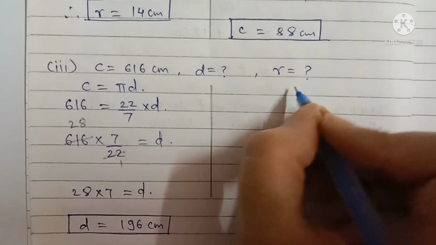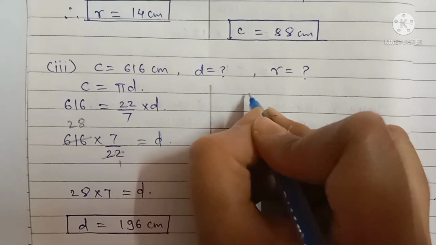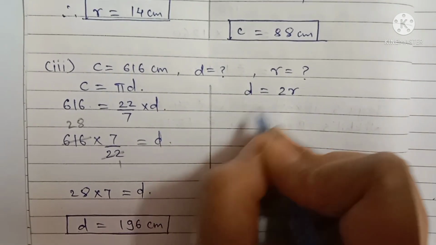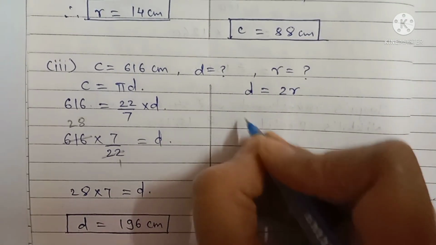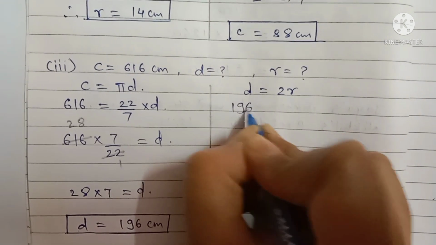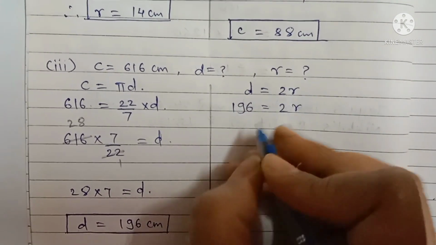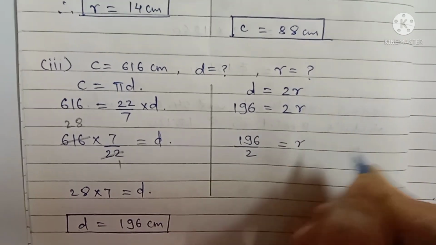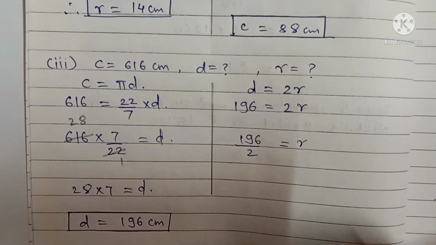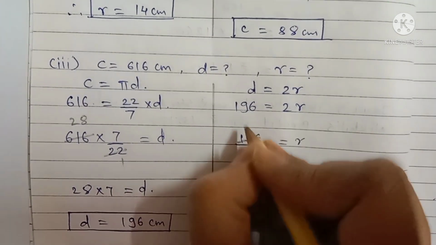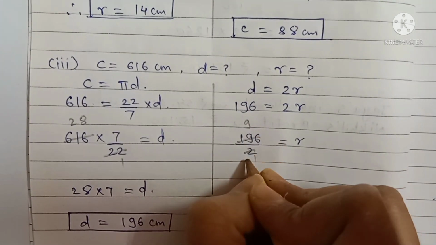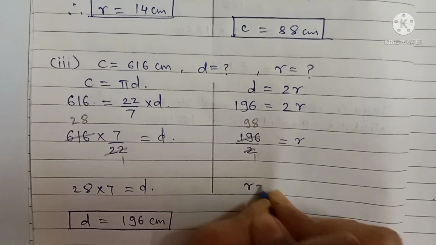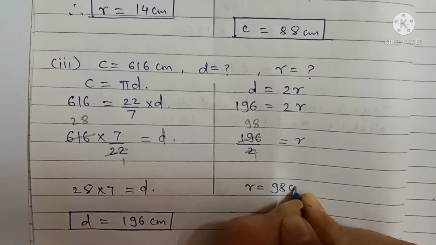Second, find the value of R. Here we use the formula D is equal to 2R. The value of D is 196, which we just found. Means 196 upon 2 is equal to R. 2 ones are 2, 2 nines are 18, 2 eights are 16. Means R is equal to 98 centimeter.